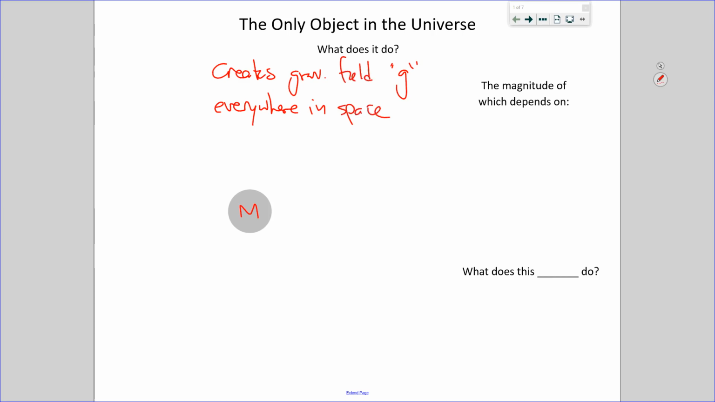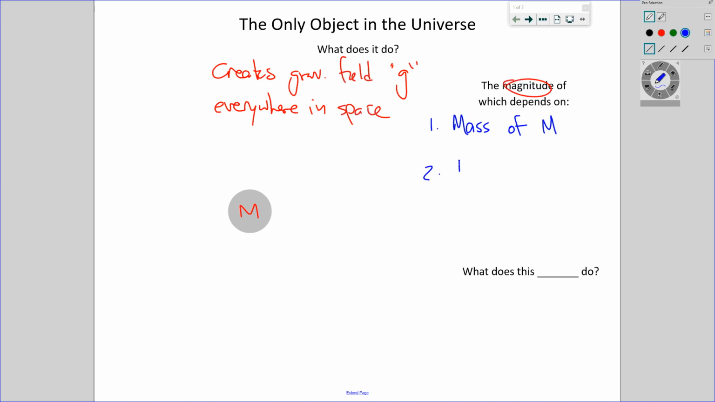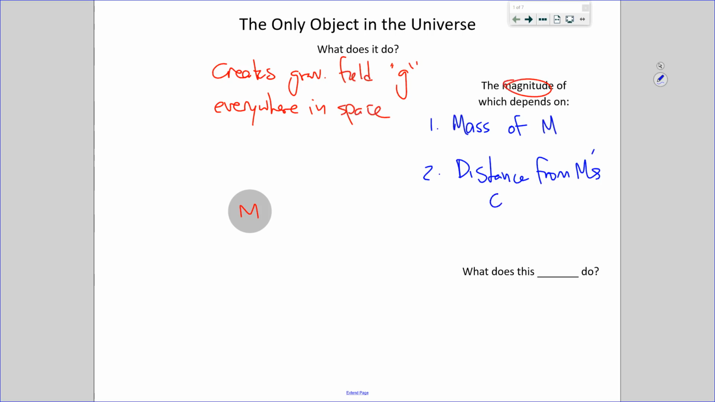Okay, fine. Now, how strong is this field? Well, that depends on a couple of things. One, the mass of the object. Two, the distance from M's center. All right, we call that r.